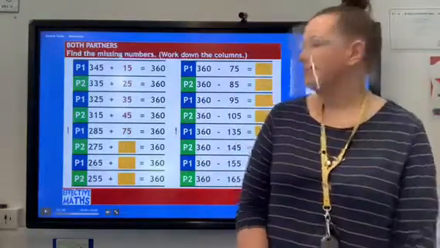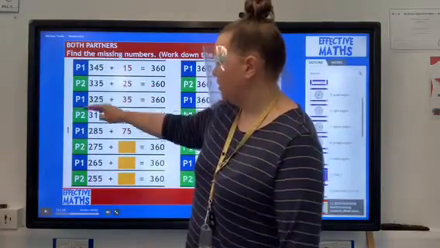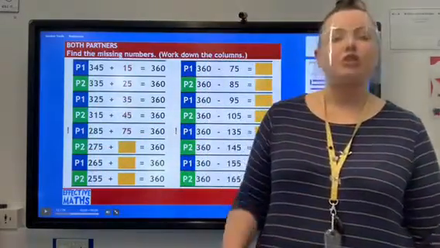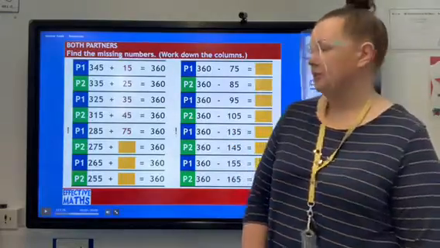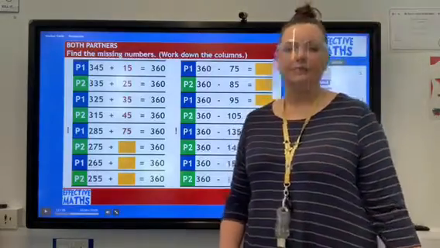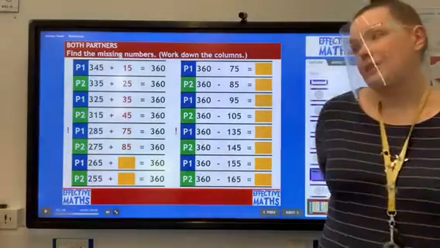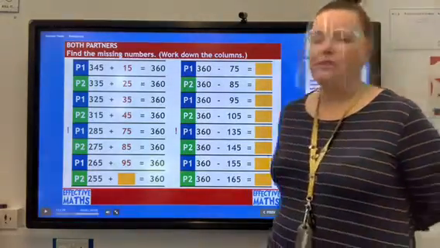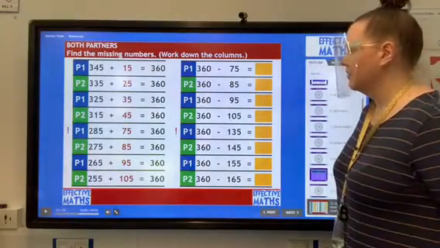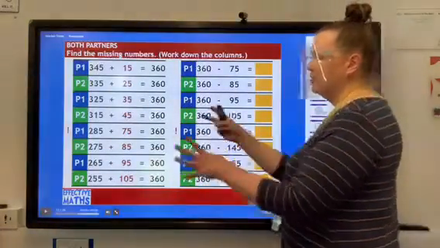Why is there an exclamation mark? I think it's just drawing our attention to the fact that the pattern is changing. Here you've got them subtracting from 300 and something, and here they are subtracting from 200 and something. So it's just to draw your eye to show you that the pattern is changing. 275 plus something is 360. 85. 265 plus 95 is 360. And 255 add 105 is 360.